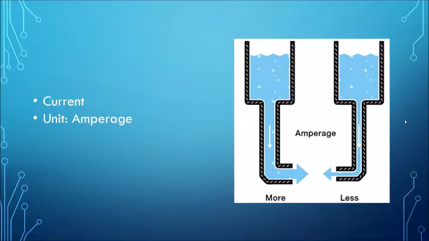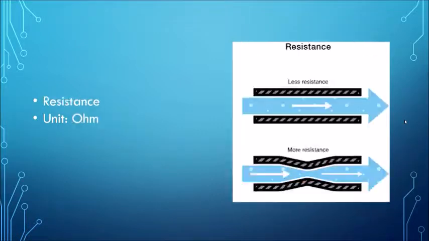Next up, you have the amount of water per time unit with which the water flows through a river. In electricity, we call this the current. So, current is the amount of power that flows through a cable per time unit. The unit for this is ampere.